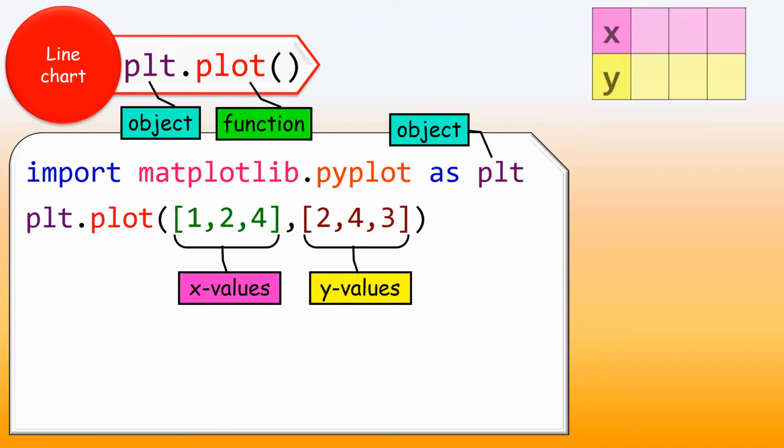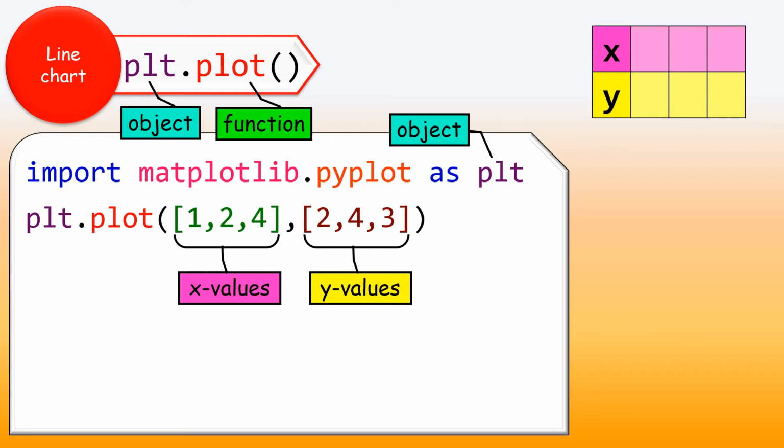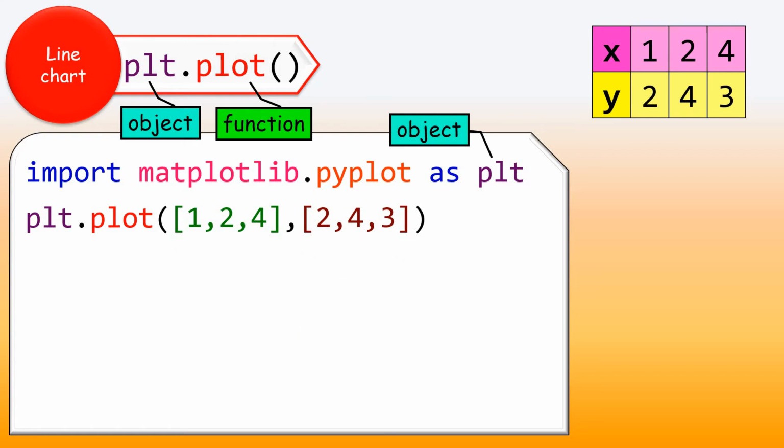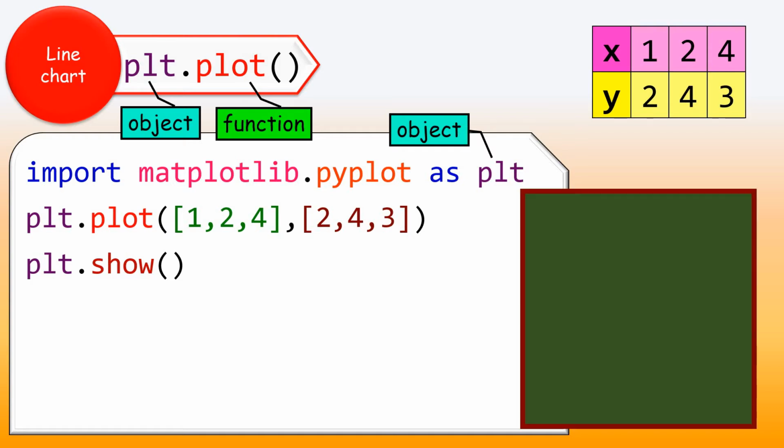For the sake of explanation, here I have taken a table which shows the values for the X coordinates and the Y coordinates. The X coordinates are 1, 2, 4. The Y coordinates are 2, 4 and 3. The line chart created by the plot function will be displayed by using the show function, which is written as plt.show.